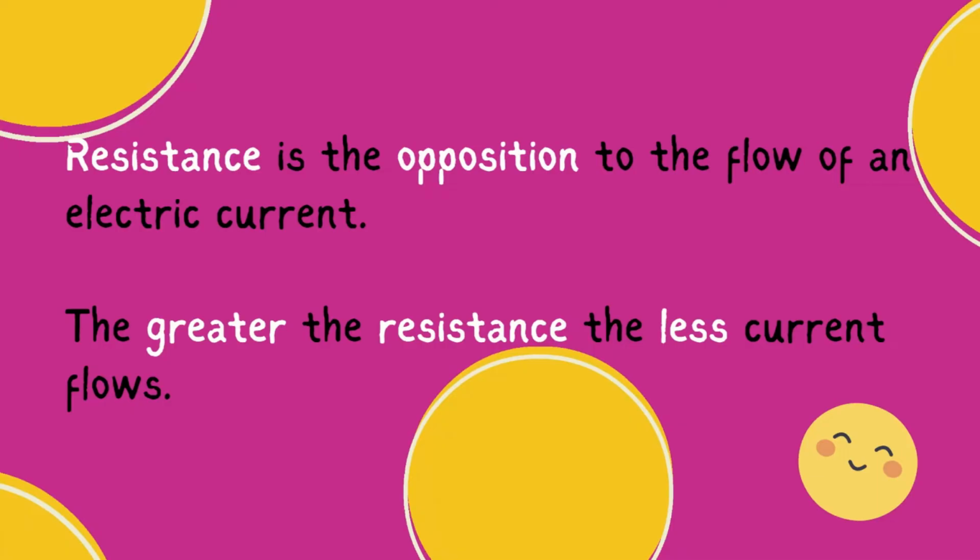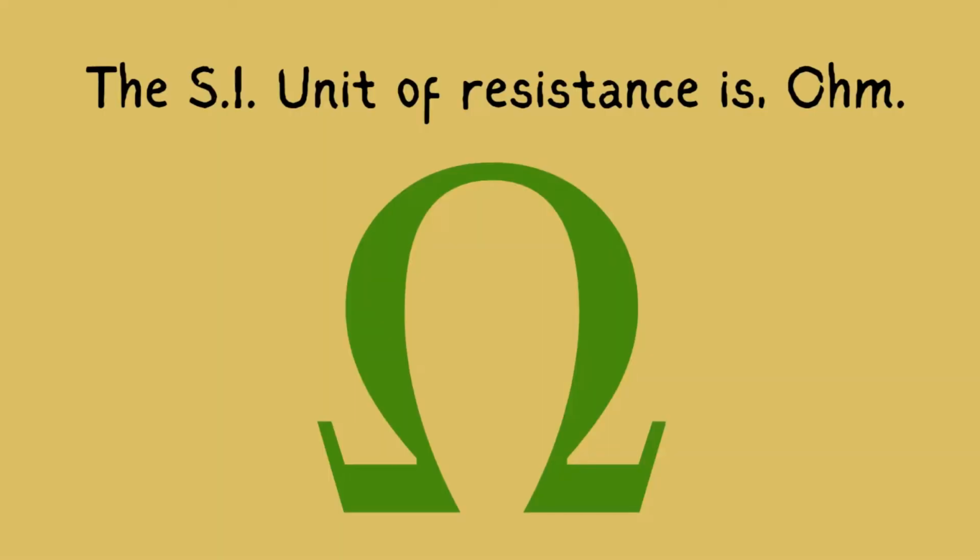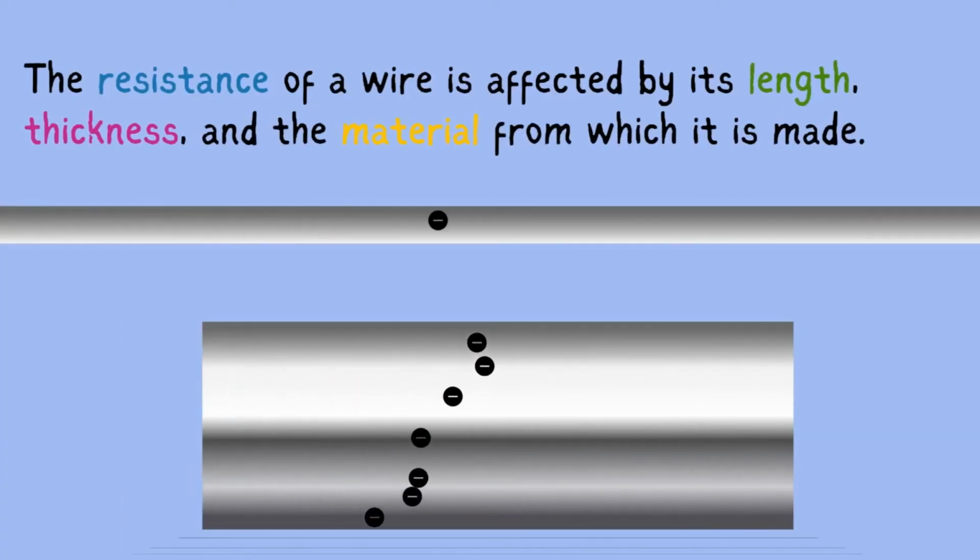Resistance is the opposition to the flow of an electric current. The greater the resistance, the less current flows. The SI unit of resistance is the ohm. The Greek symbol omega is used as the symbol for ohm. The resistance of a wire is affected by its length, thickness, and the material from which it is made.